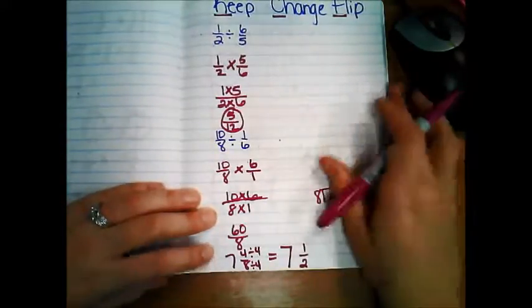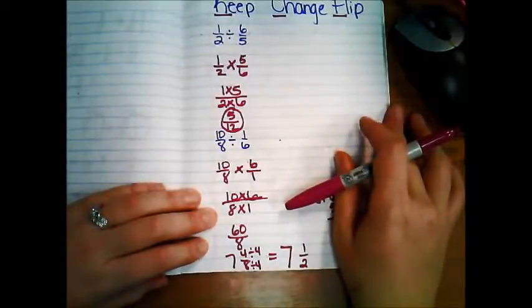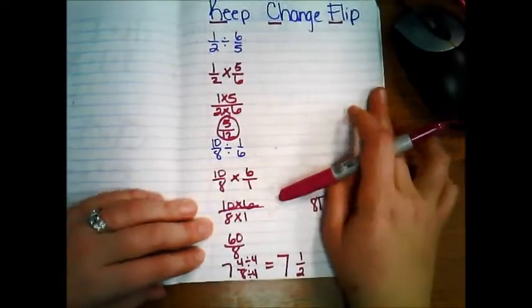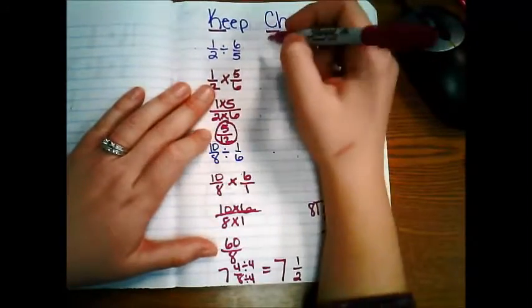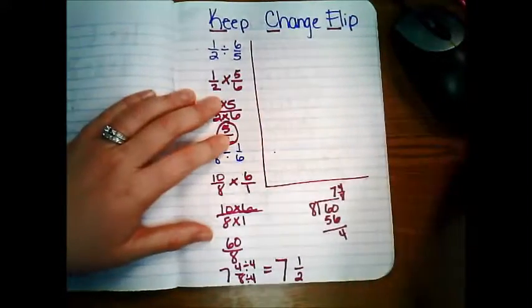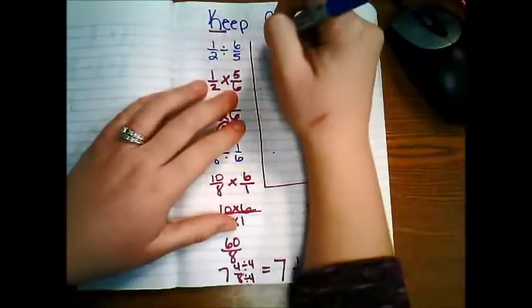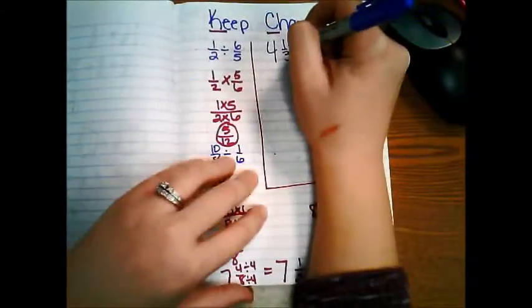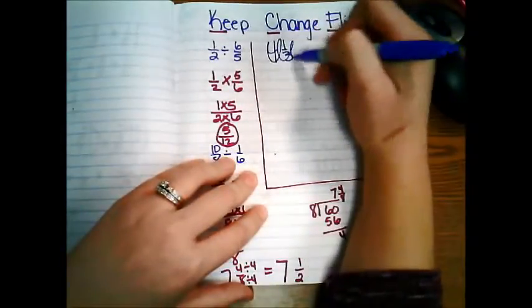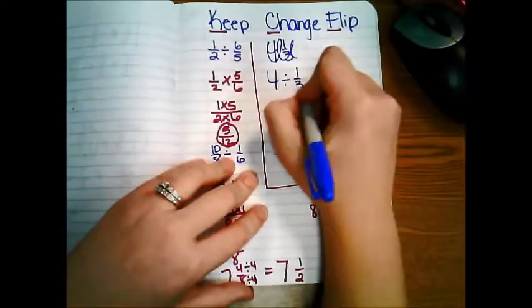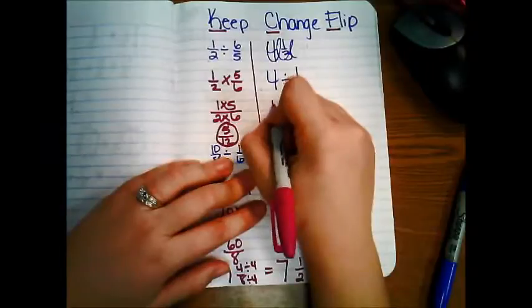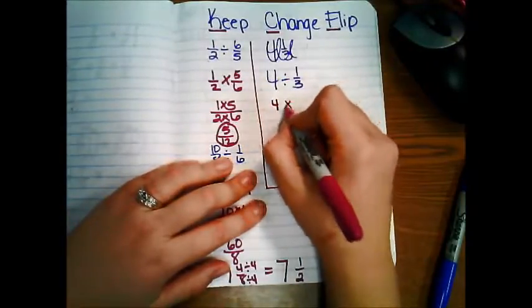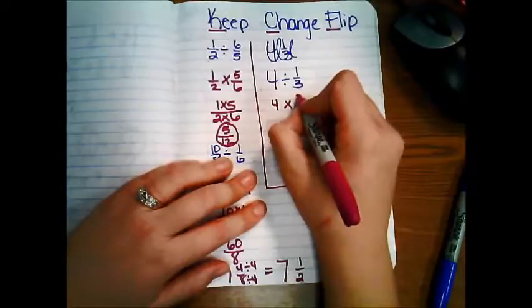Okay, now I think I'd like to show you one more where it's going to look like those first 2 problems we did, but we're going to do keep, change, flip with it. So I'll just go ahead and use the same exact one. So 4 divided by 1/3. All right, so here we go. We're going to keep our first number. That's a 4. We're going to change the division to multiplication, flip the second number.